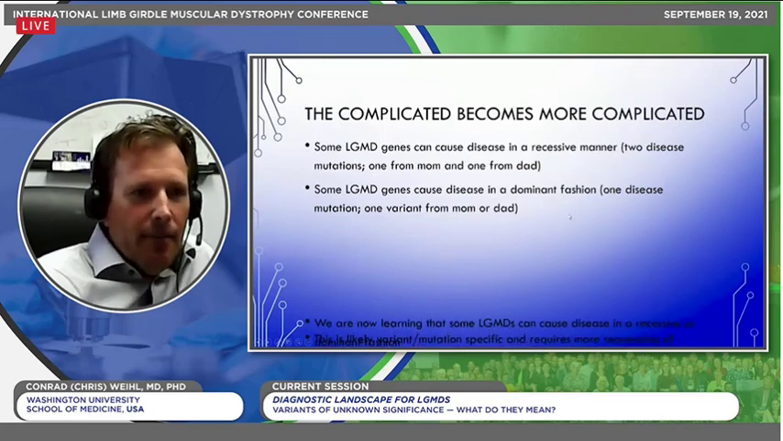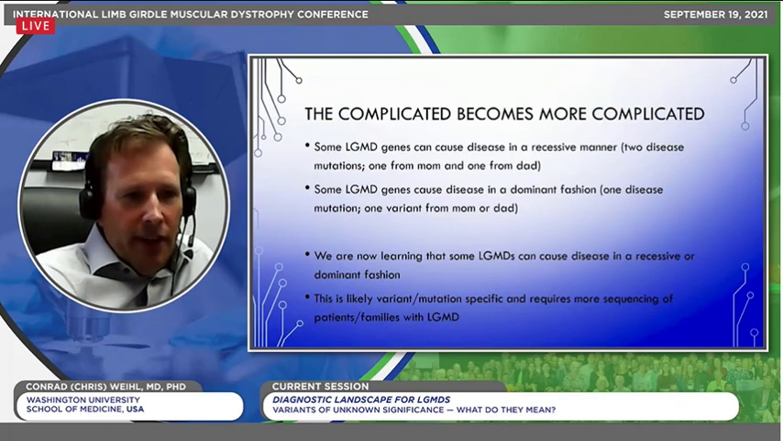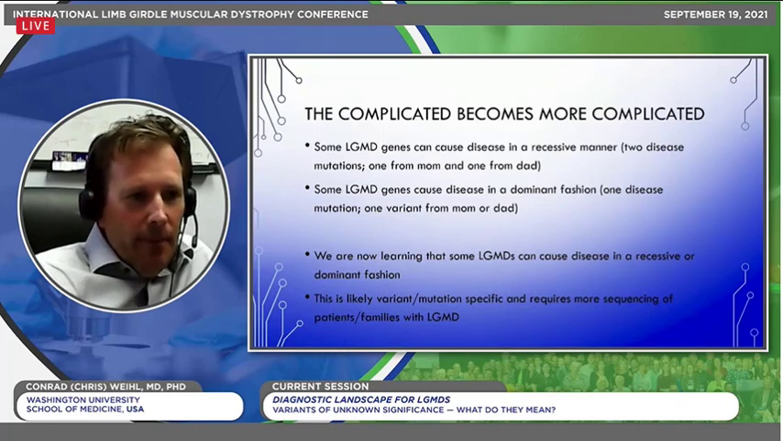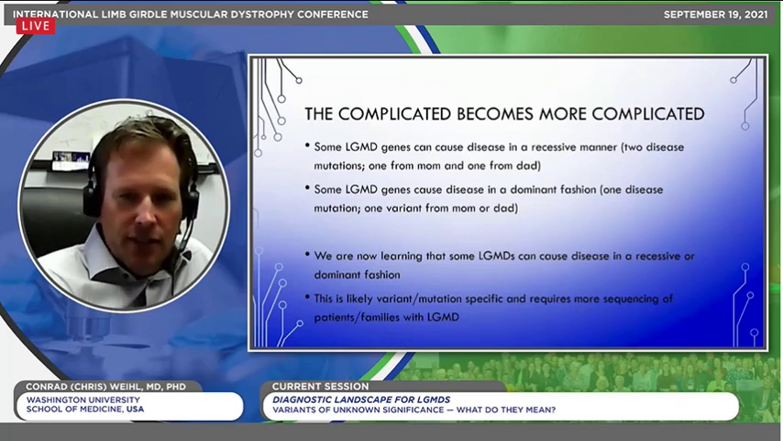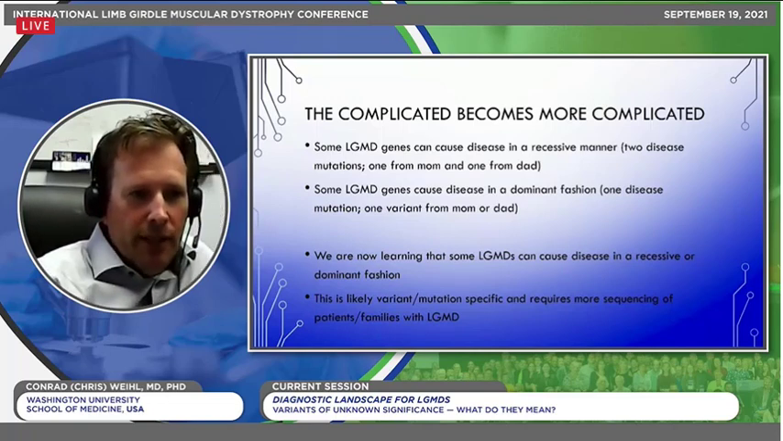But the complicated gets more complicated because we're learning now that some limb-girdle genes can be inherited in both manners, in a recessive or a dominant fashion. And it makes the challenge of variant resolution very complicated. And I don't have a clear answer for how to solve that problem. And likely it's going to require just more sequencing of patients and families, and more looking into variant and mutation-specific variation in patients. And so hopefully the process I'm going to describe of how we'd like to look at more variation will help.